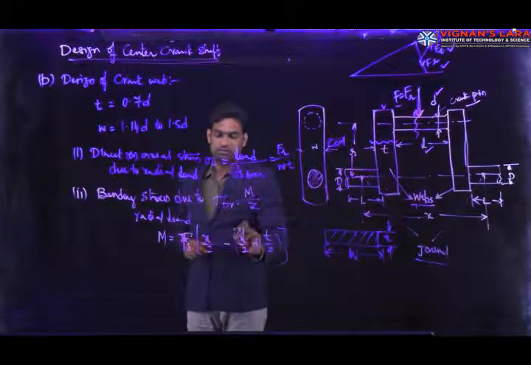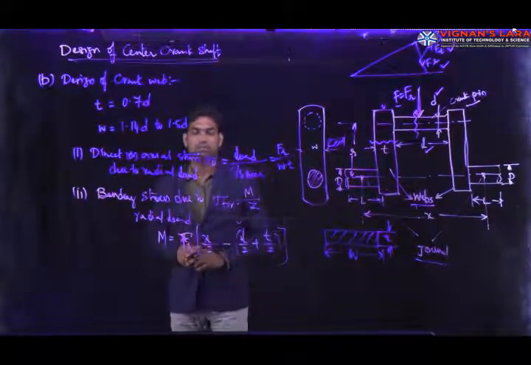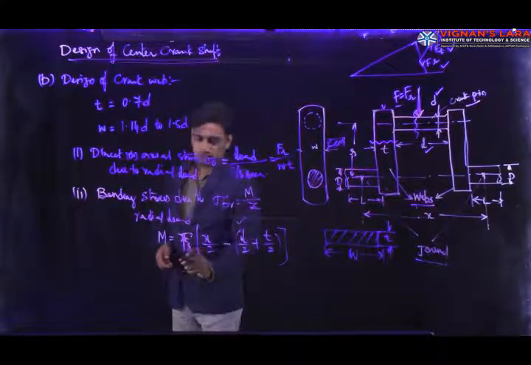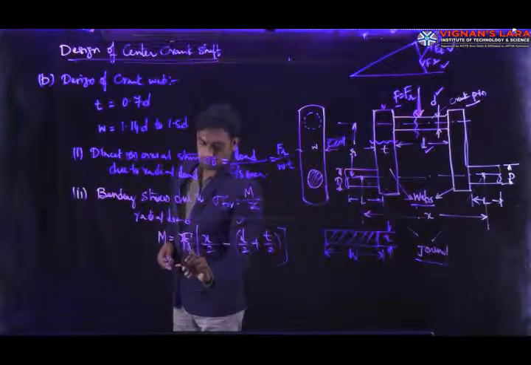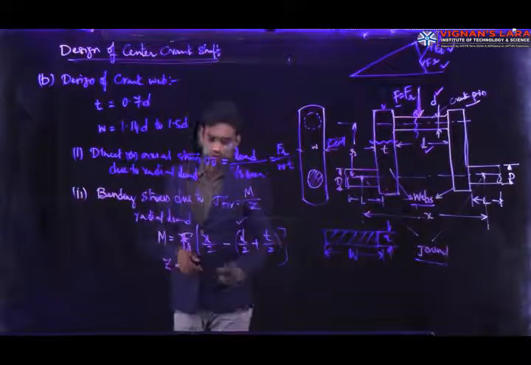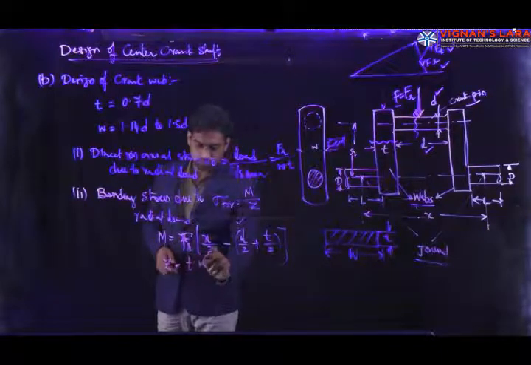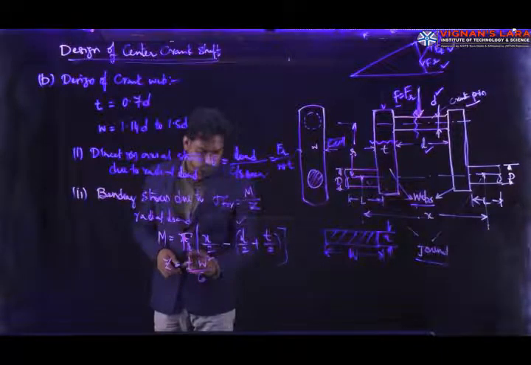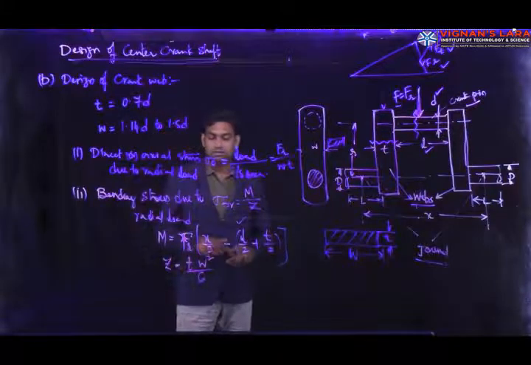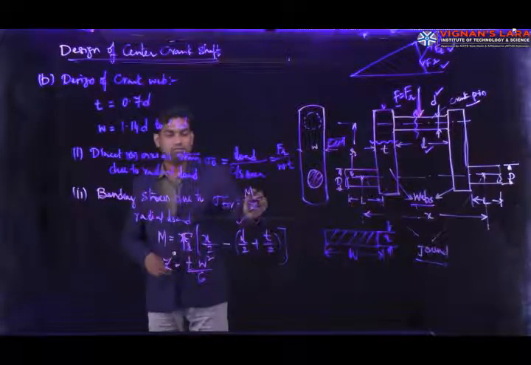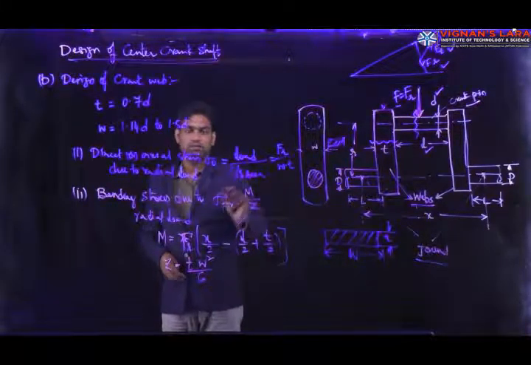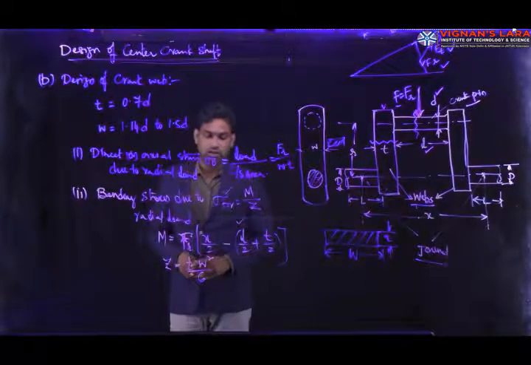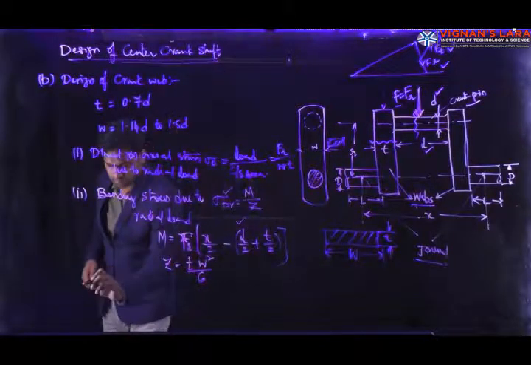So it is given by x by 2 minus of L by 2 plus t by 2. And the section modulus for the rectangular one is again given by t into w square by 6. So by substituting both the values here, we may get the bending stress induced due to the radial component. And there is one more bending stress.